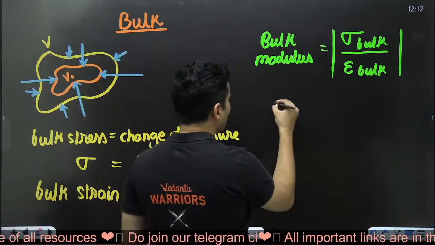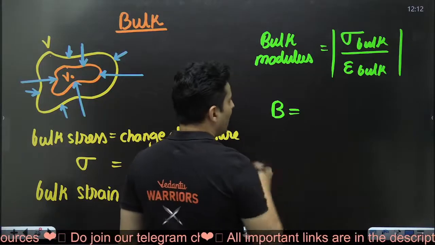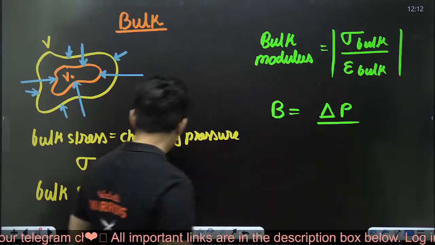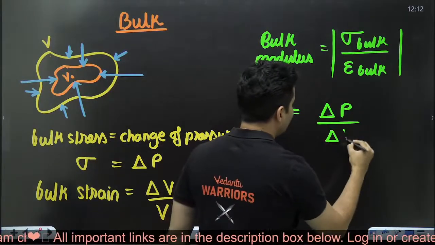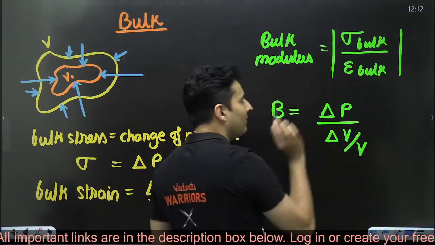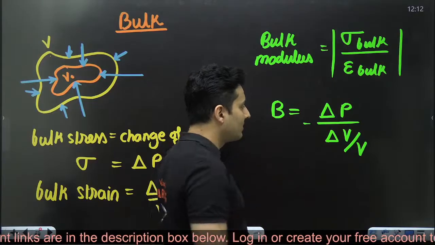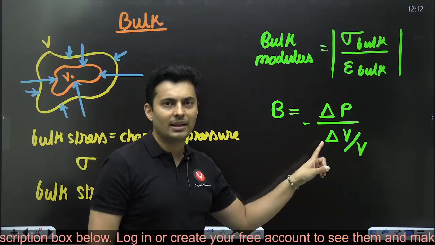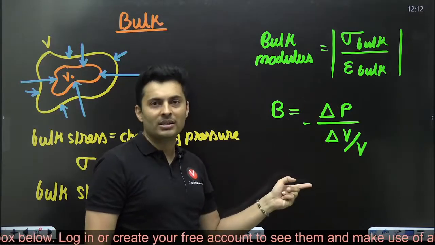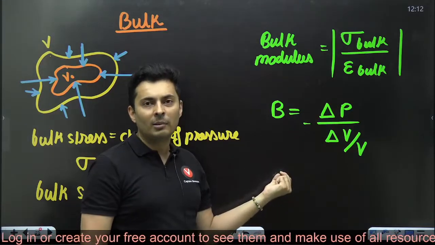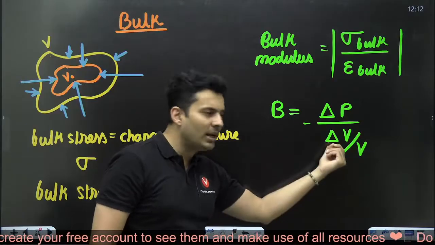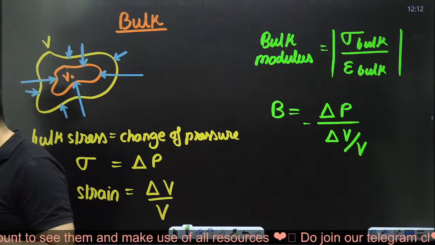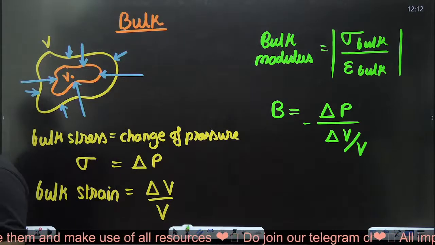So over here, bulk modulus symbol is B, and bulk stress is delta P. Bulk strain is delta V by V. But since I always want the mod value or the positive value, you put a minus sign, because I know one of them is always positive, one of them is always negative. So to make it positive, you multiply with a negative number, so that negative into negative becomes positive. Did you understand why that minus sign came?